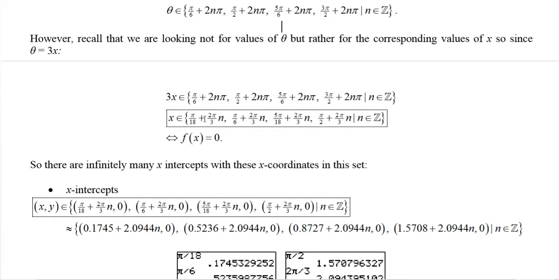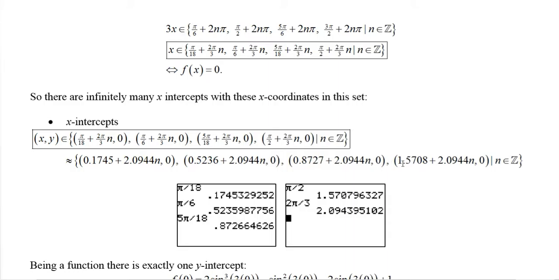Of course, each of these is an x value, and then, of course, y is 0. So here I've listed them as ordered pairs. Technically, intercepts are actually ordered pairs, but, of course, we know the y-coordinate is 0. And here they are approximated.